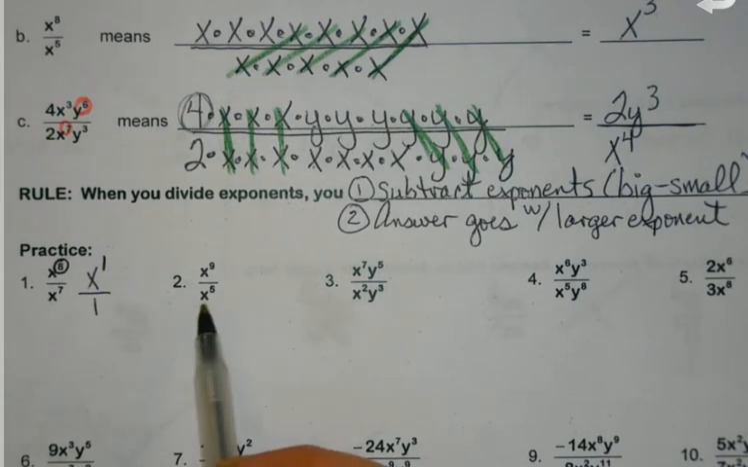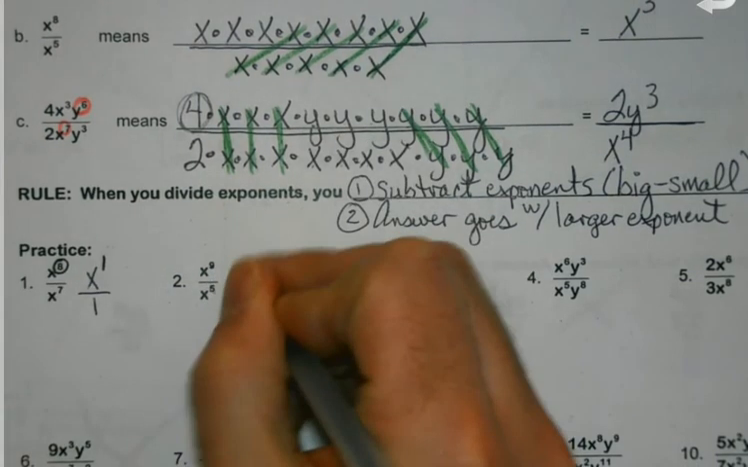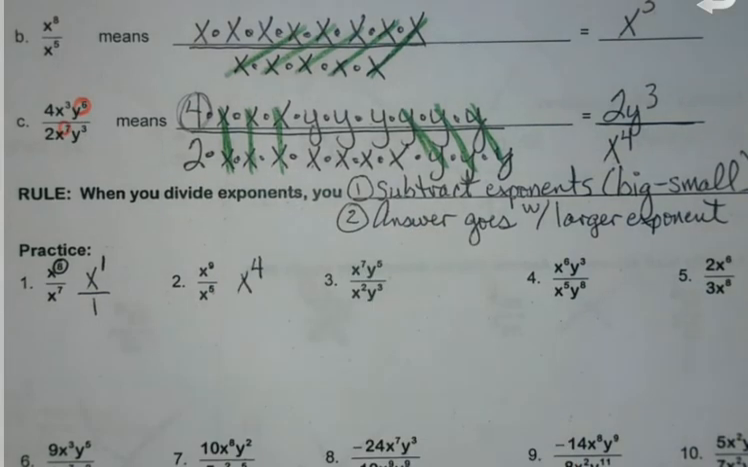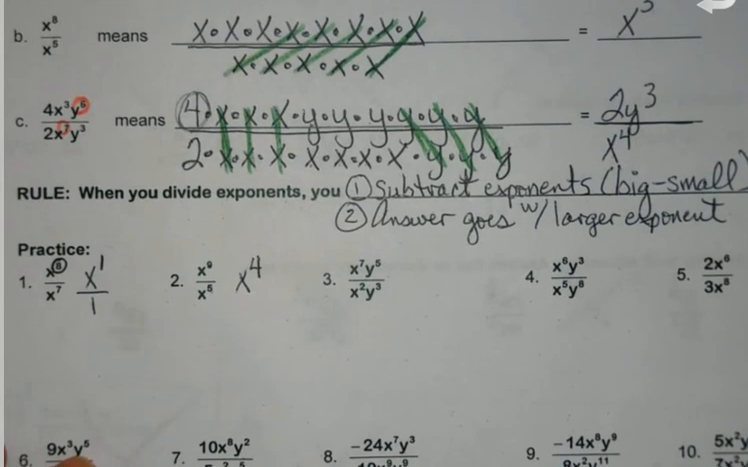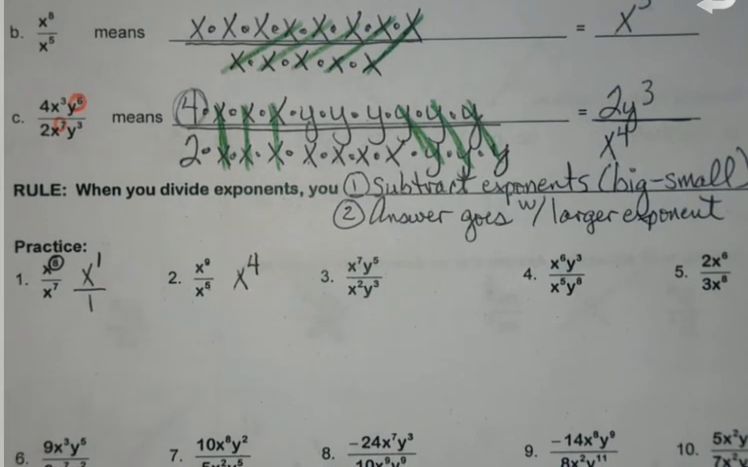If we're doing number 2, 9 minus 5 is 4. X to the 4th. So you just subtracted it? We're just subtracting it. Now, again, I have to pay attention to where it's at.